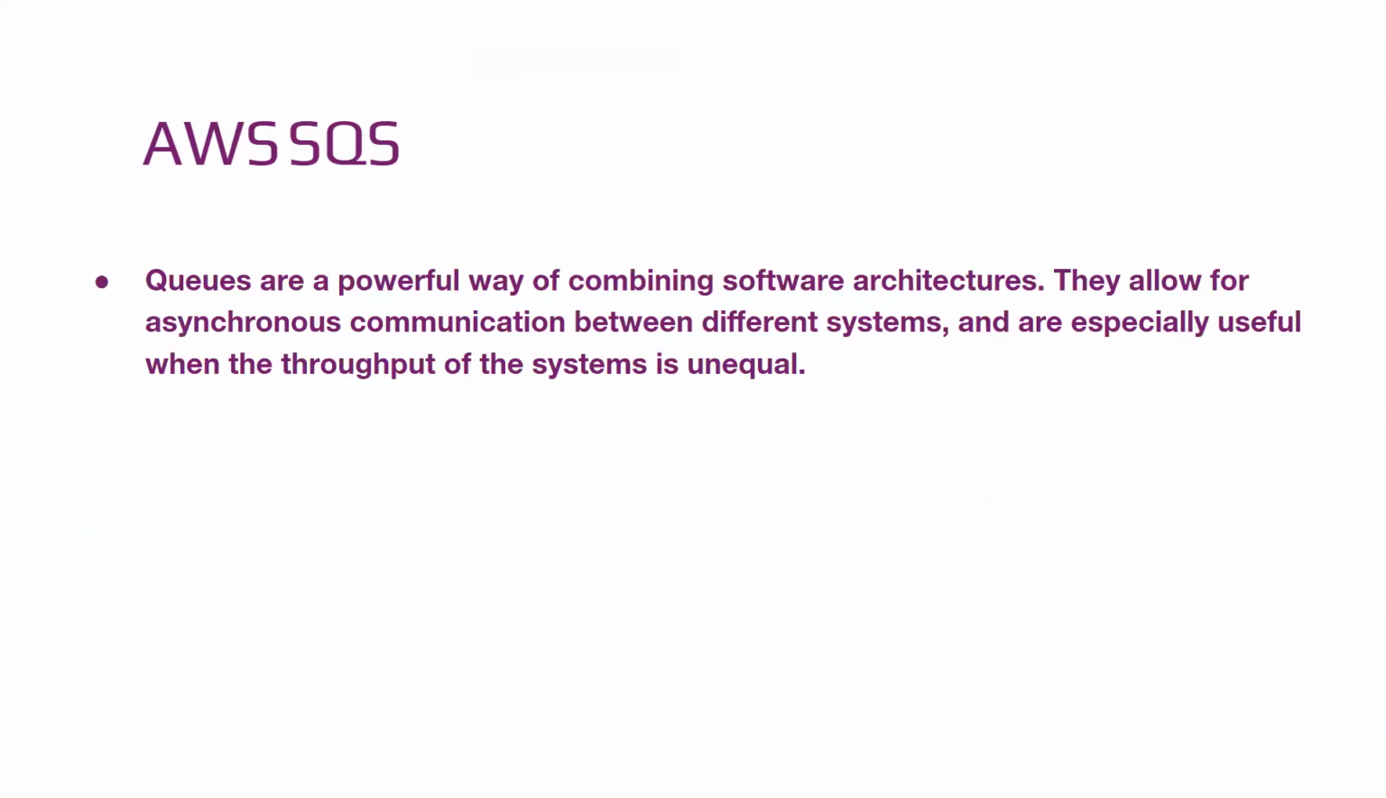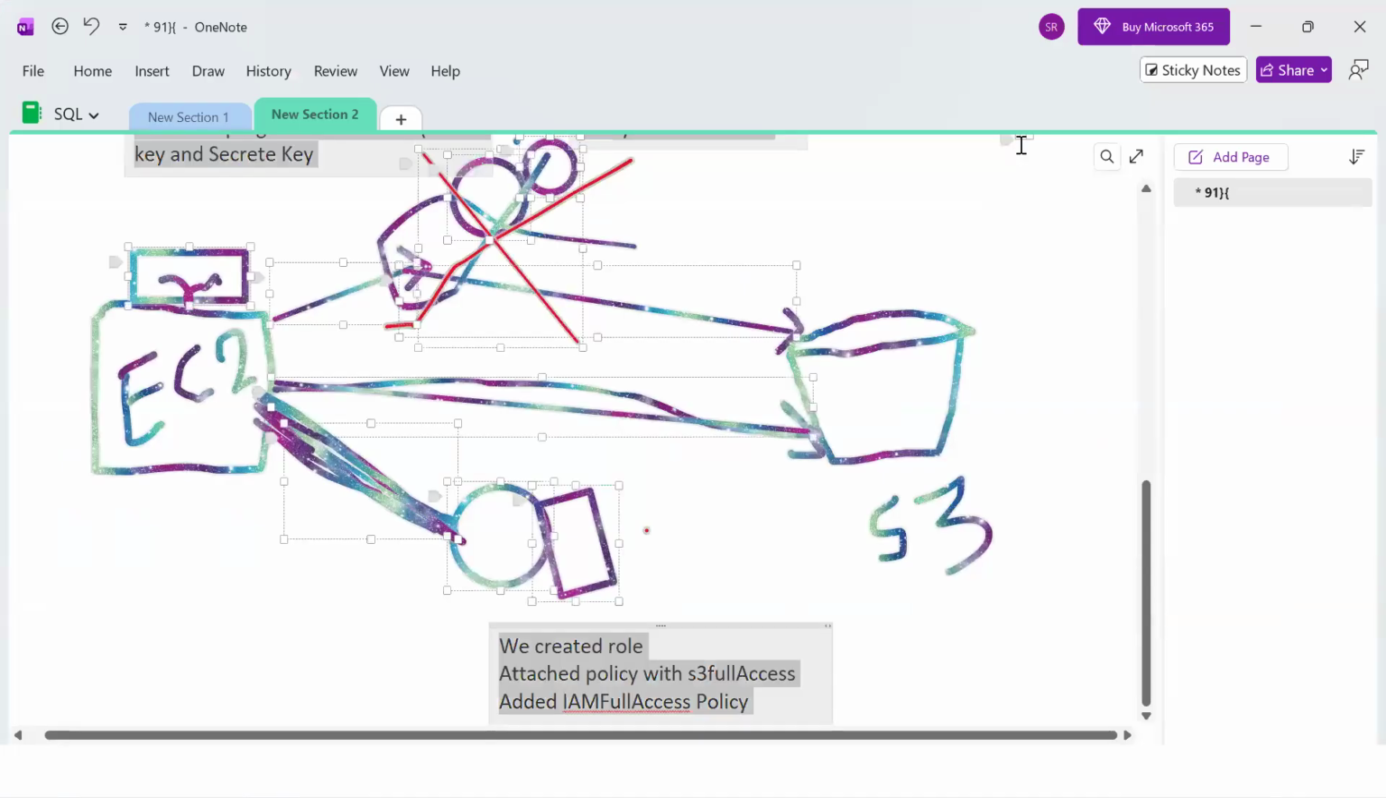Queues are a powerful way of combining software architectures. They allow asynchronous communication between different systems and are especially useful when the throughput of the systems is unequal. What does it mean? For example, let me open this one. I will delete this one.